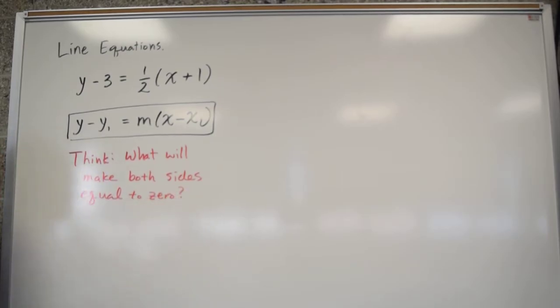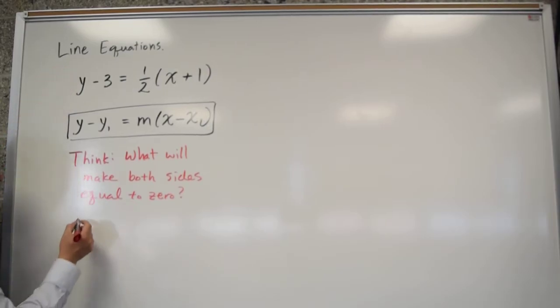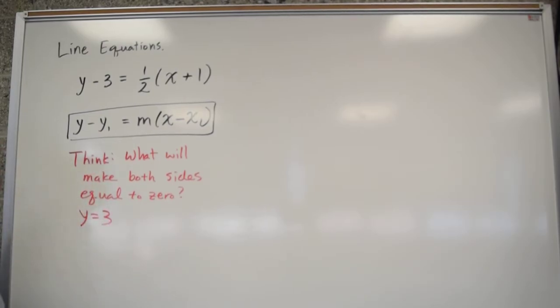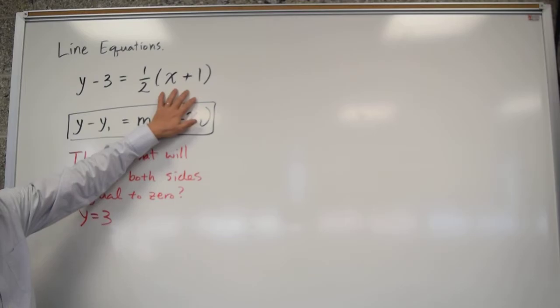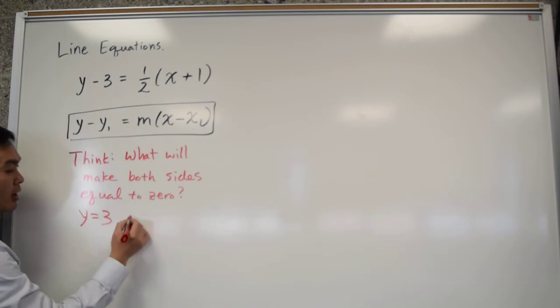Now, why would I think that? Well, you're going to see later. For now, let's just think. For y minus 3 to be equal to 0, you need y to be what? 3, because 3 minus 3 is 0. So we know that y equals 3 will make it 0. How about this side? For what value of x would this become 0? When is x plus 1 equal to 0? Negative 1. Negative 1 plus 1 is 0, right? So you know that x is negative 1.